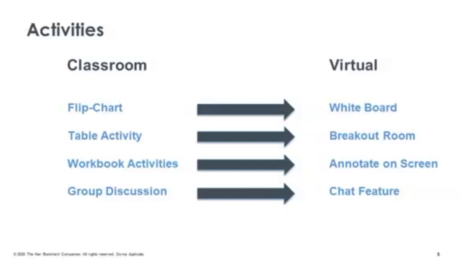Workbook activities. If you have them do things in their workbook, you can transition that over to the screen by having them annotate on the screen, type on the screen, answer debrief questions about videos that they've just watched, or maybe make selections on the screen that they would have made in the workbook. And we'll show you how you can do all of these things on these platforms in just a moment.